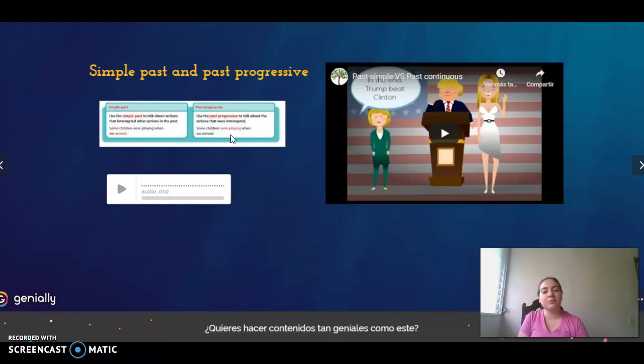Okay, remember the structure of past progressive: you are going to use the pronoun, then the auxiliary verb in past, was or were, then the verb with ing and the complement. Okay, remember with I, he, she, and it, you are going to use was, and with you, we, and they, you are going to use were.